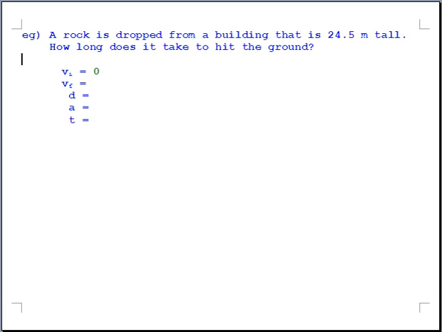Well, we start with no initial velocity. We're simply sort of holding the rock out over the edge and then just dropping it, so it starts from rest. Final velocity, we're not asked to find it. We're not given that value. We just don't really care.